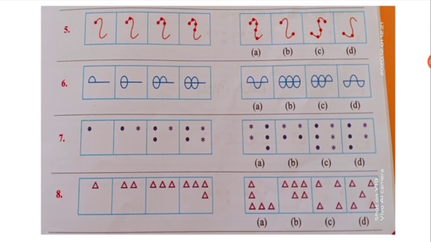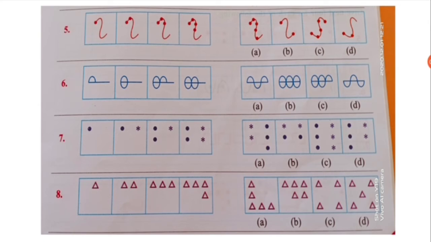Then 7: 1 dot 1 star, then 2 dots 1 star, then 2 dots 1 star. So if we see in the 7th growing pattern, first we have to draw a dot and then we have to draw a star. Got it? In the last box we are getting 2 dots and 2 stars. So can you imagine what would be in the next growing pattern? There would be 3 dots and 2 stars.